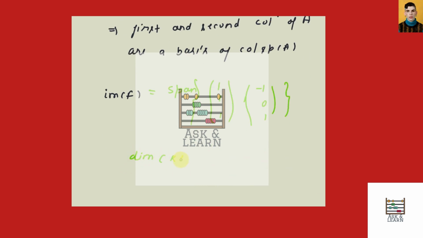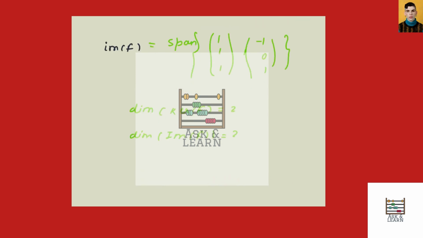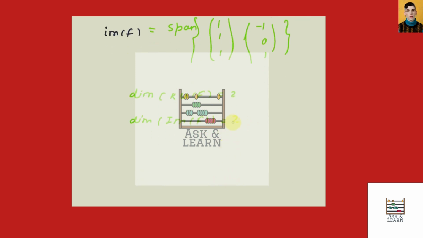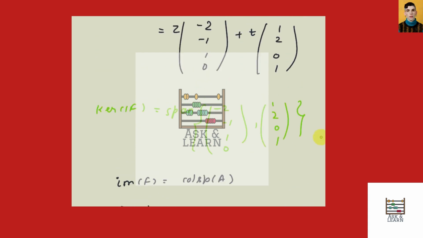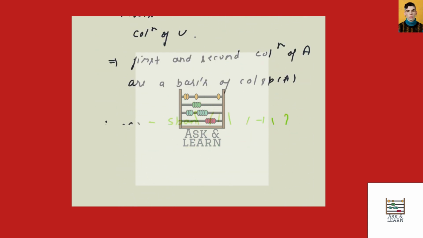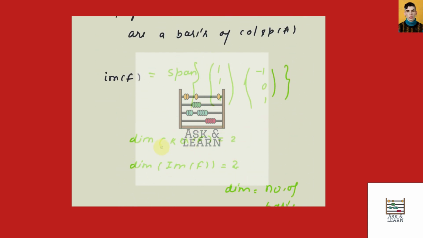The dimension of the kernel of f is 2 and the dimension of the image of f is also 2, because by definition dimension is equal to the number of basis vectors. Here the number of basis vectors is 2 and here also 2. So the dimension of the kernel is 2 and the dimension of the image is 2.